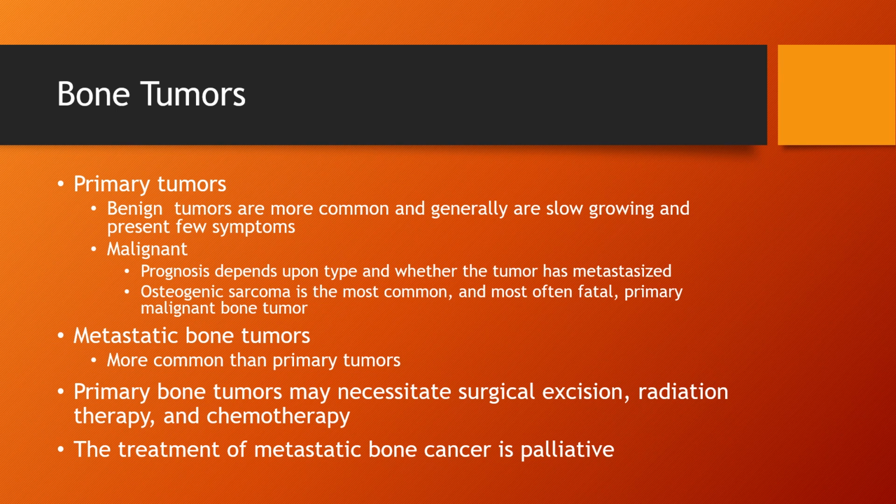Metastatic bone tumors, they're more common than primary tumors. A lot of different types of cancers will metastasize to the bone. Breast cancer does, prostate cancer, and of course those are the most common cancers in women and men. Primary bone tumors may necessitate surgical excision, radiation therapy, chemo, maybe even amputation. The treatment of metastatic bone cancer tends to be more palliative because once it's metastasized, it's considered stage 4, considered incurable, and then you just treat the symptoms.